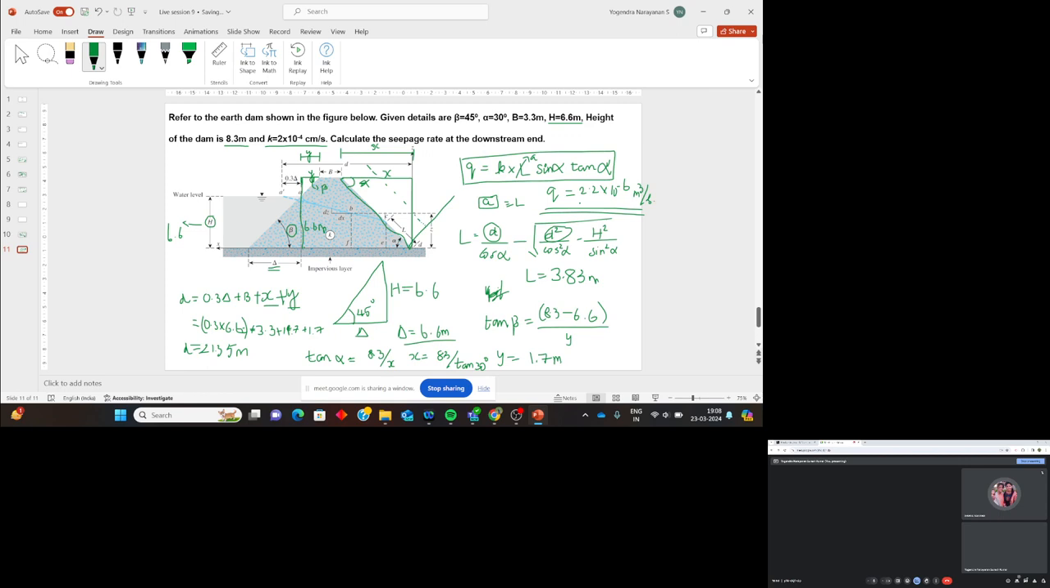So now you are able to understand, right? Where k is equal to 2 into, where I did not replace the L value, 3.83. Yes, 2.2.